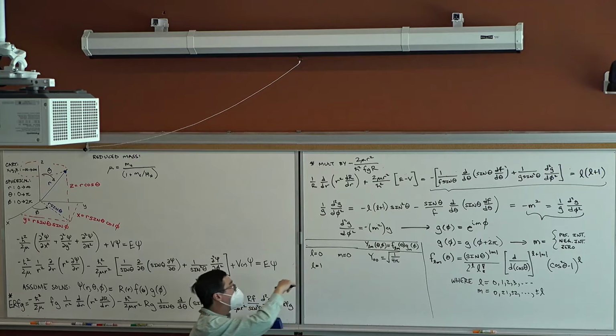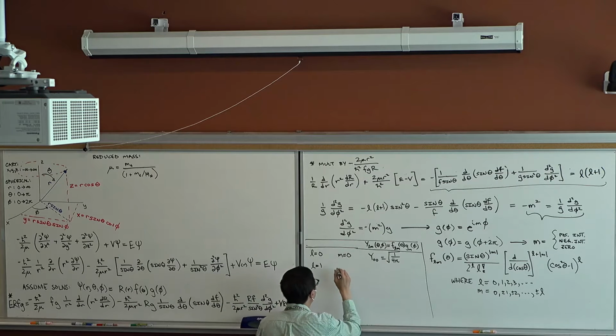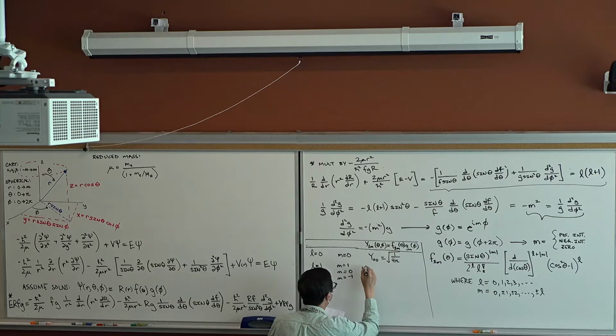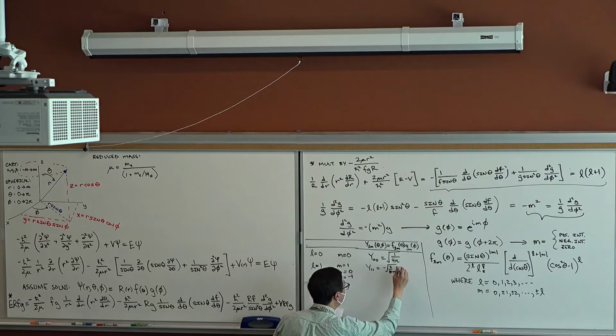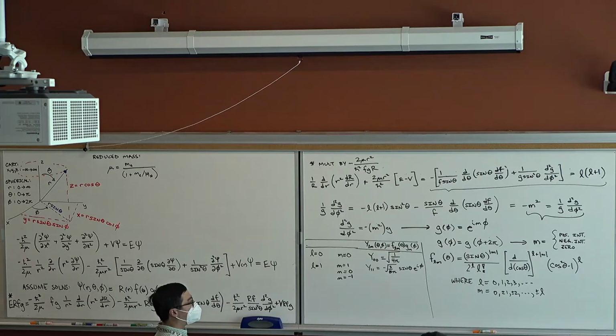What values can M take on if L is 1? 1, 0, and minus 1. Oh, good job. So M equals 1, M equals 0, M equals minus 1. I'm just going to do them in rank order. So that's equal to minus square root of 3 over 8 pi times sine theta e to the i phi.